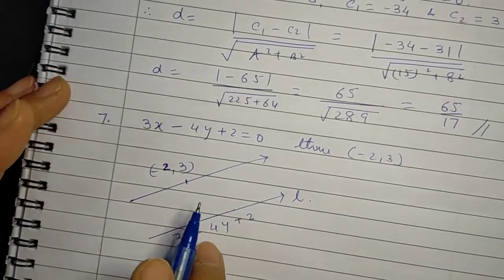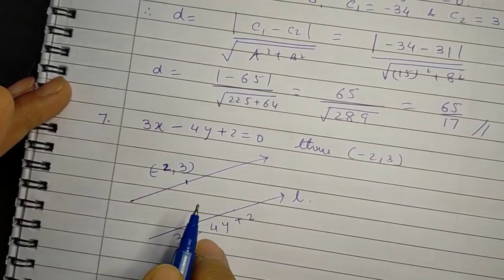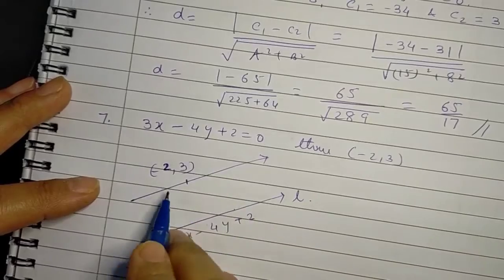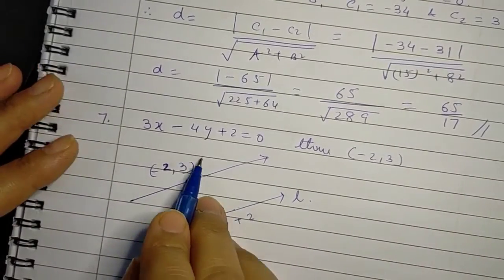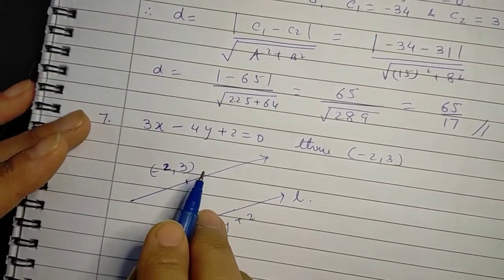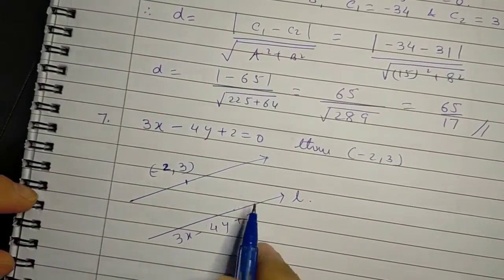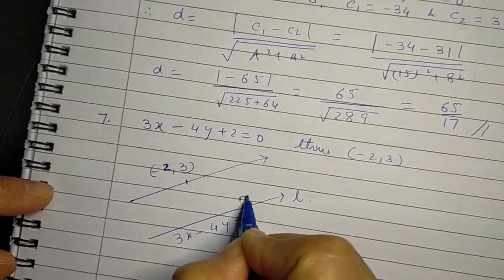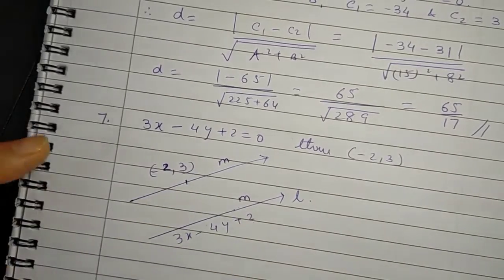Now again we go to the basic, that in order to get the equation of a line we need two basic things. First is the slope of the line, and the second thing is any point lying on the line. Here the point is given to us and slope can be clearly found out using the equation of the line which is given to us. These being parallel, they will have the same slope. So if the slope of this line is m, so will be the slope of the required line.